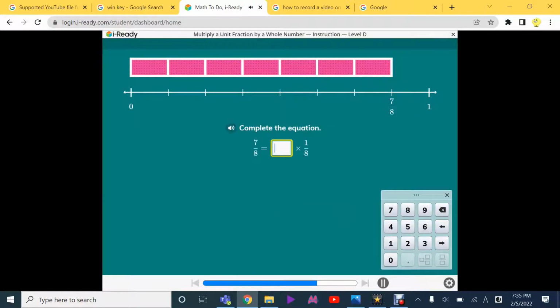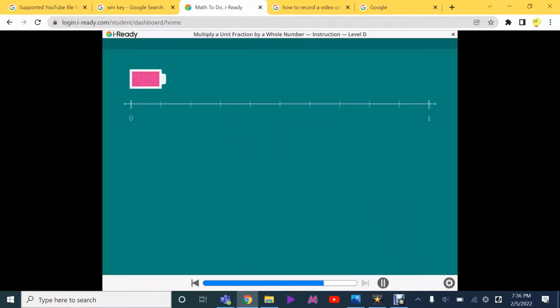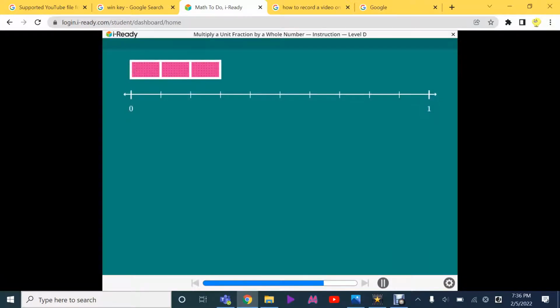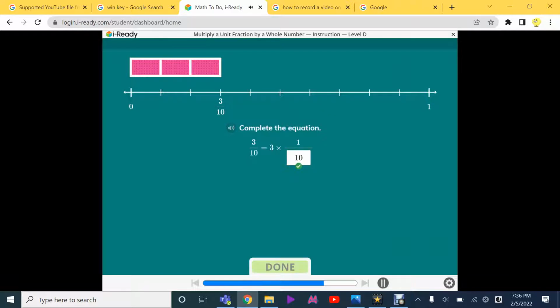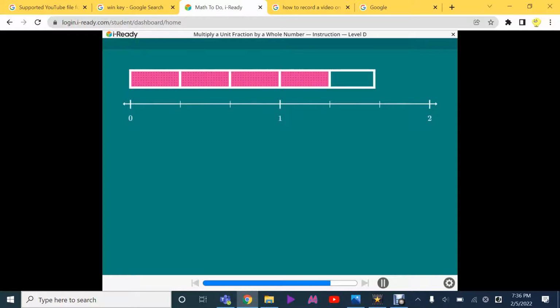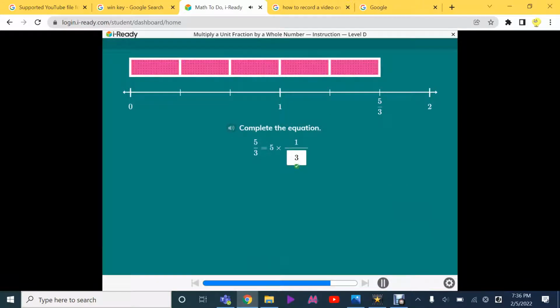Complete the equation. Great work. Complete the equation. And the last one thing is... Lollipop, here's something to think about. Complete the equation. Good job.